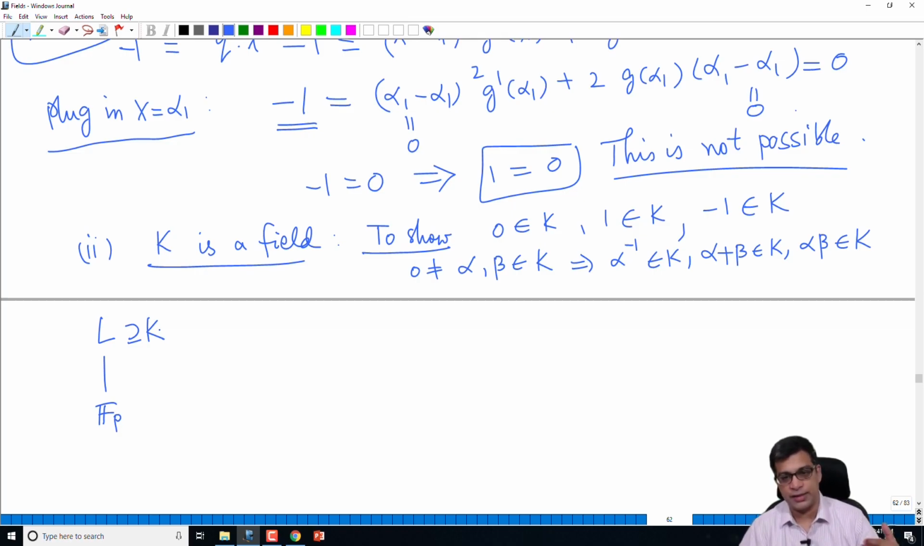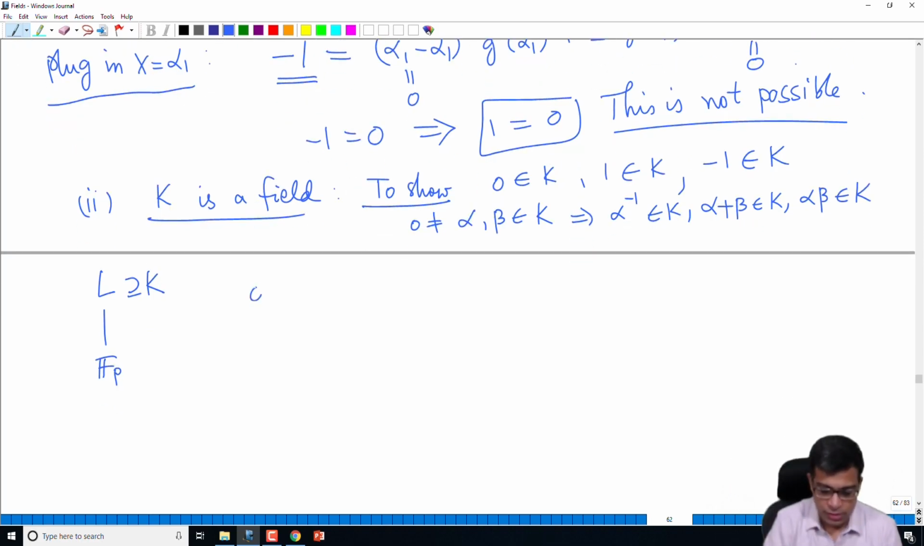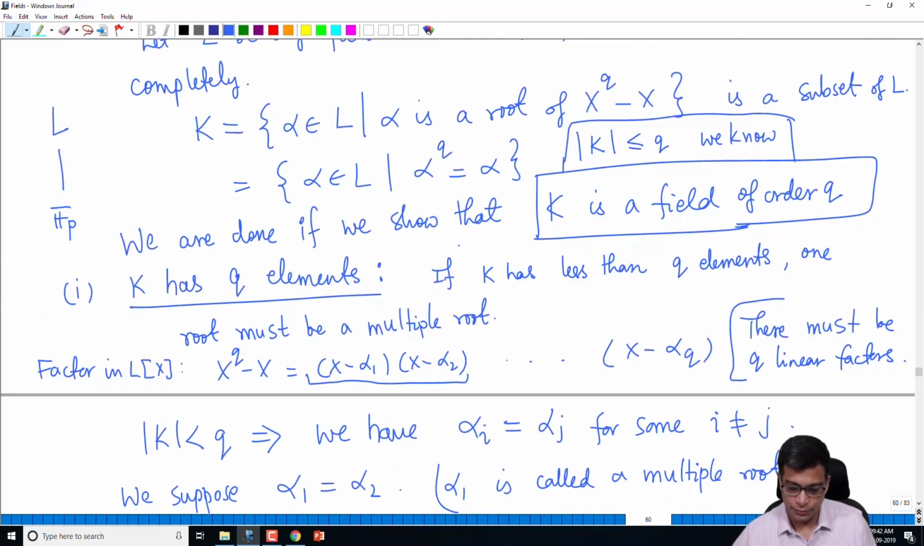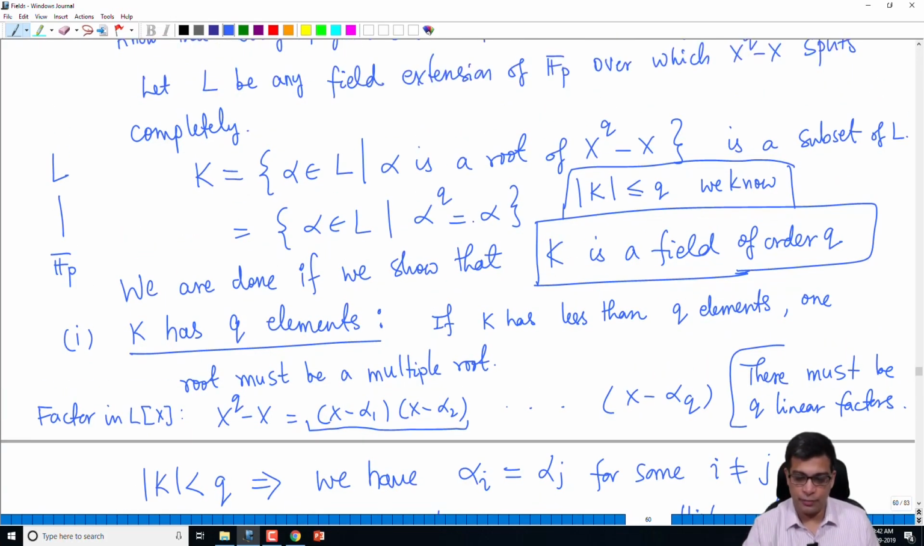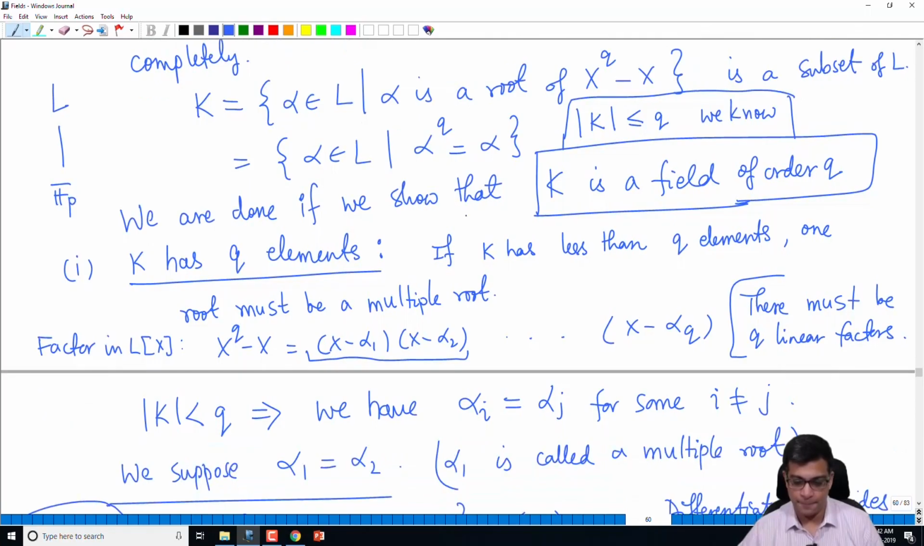If non-zero, then its inverse is there, 0 is there, 1 is there, and so on. Okay, so let's check all these things one by one. 0 power q is certainly 0. That means 0 is in k. Remember the definition of k. K is the set of roots of x power q minus x. So if any element of L satisfies x power q minus x, it is in k.